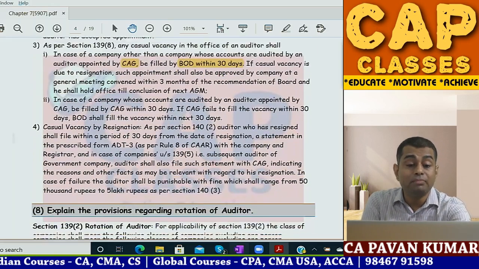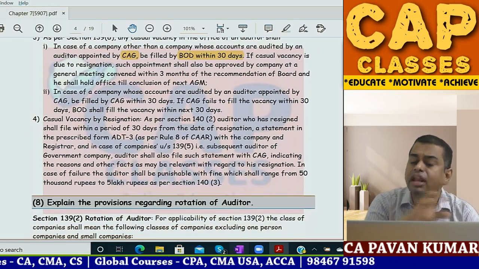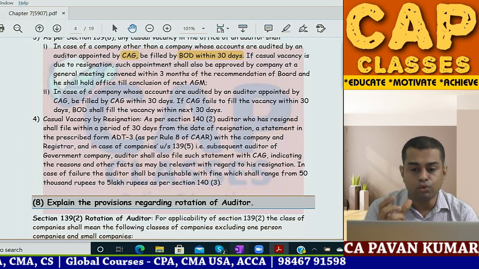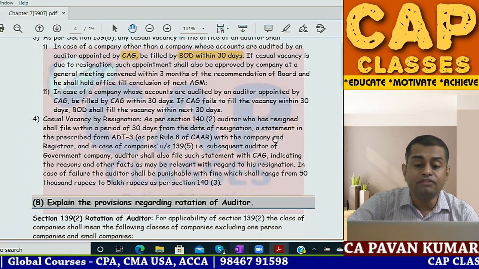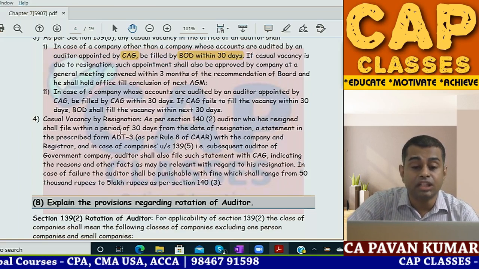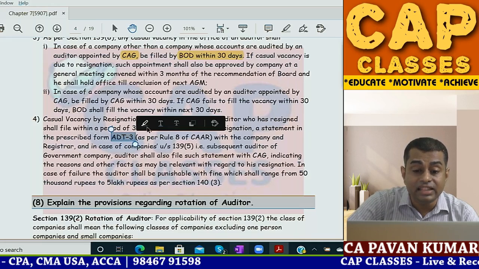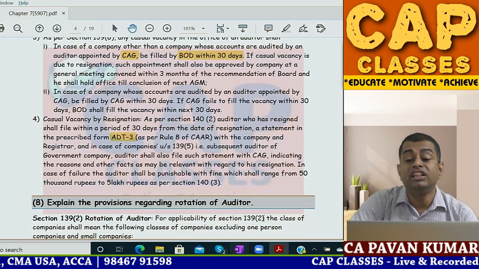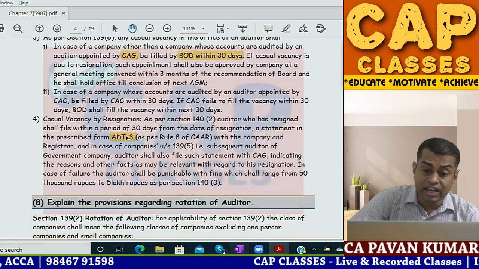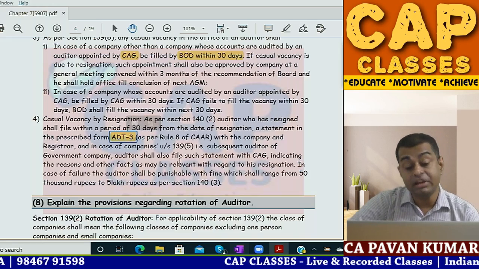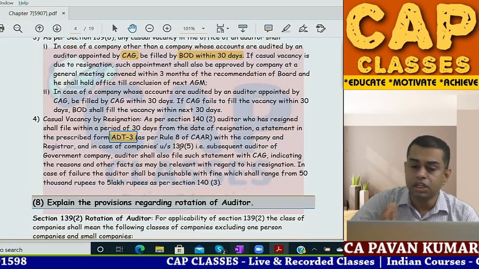Okay, now look at the procedure. The fourth point is important: casual vacancy by resignation. Very, very important. As per section 142, the auditor who has resigned shall file within a period of 30 days from the date of resignation a statement in ADT 3 with the registrar and with the company. ADT 1, ADT 2, ADT 3 can be asked in the exam in MCQs. ADT 3 is what you submit after resignation.